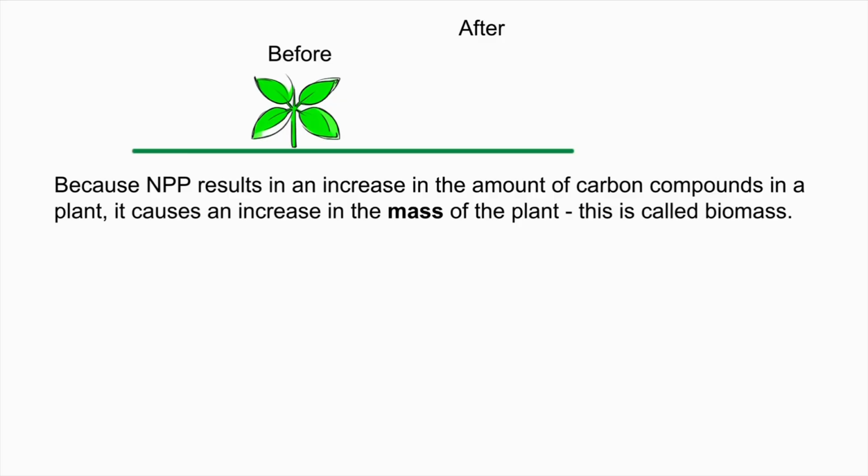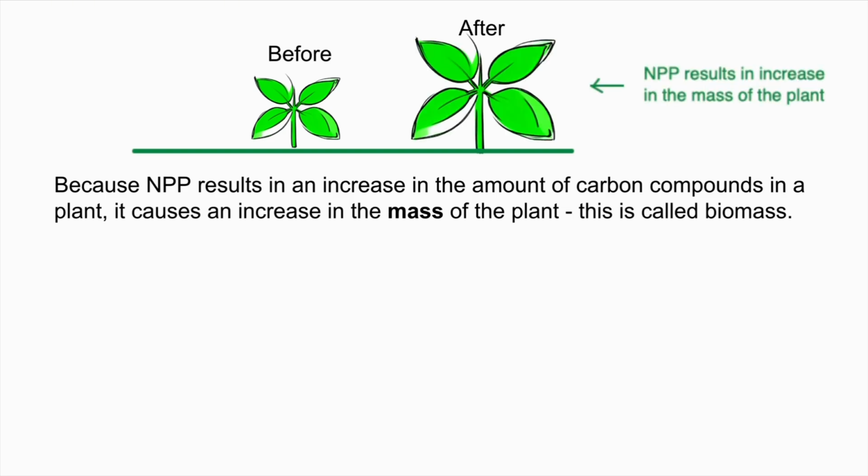Now let's think about this. NPP means there's extra carbon compounds. Well, they have mass, and so the plant is going to grow. Surprise, surprise, right? So as the plant grows, we call that added mass its NPP. Because if it ate all of the glucose that it produced, it wouldn't grow at all. But because there's extra leftovers, we have this added mass to the plant, which we're going to call NPP.